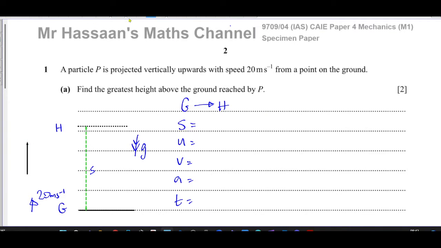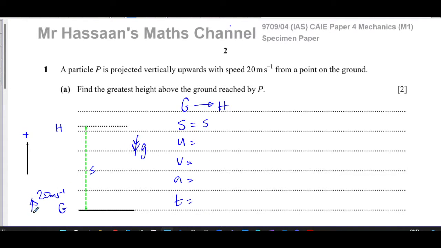I don't always take up as positive. It depends on the situation. So at the beginning of the journey, when it was projected, it's moving upwards. So I'm going to take up as positive, and I'll mark that here. So I'm taking up as positive. All right. So the distance is above h, so that s is going to end up being a positive value. We'll see that from our calculations.